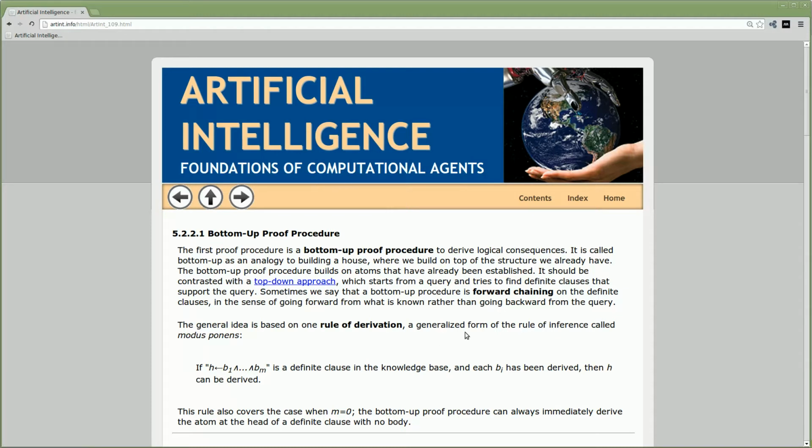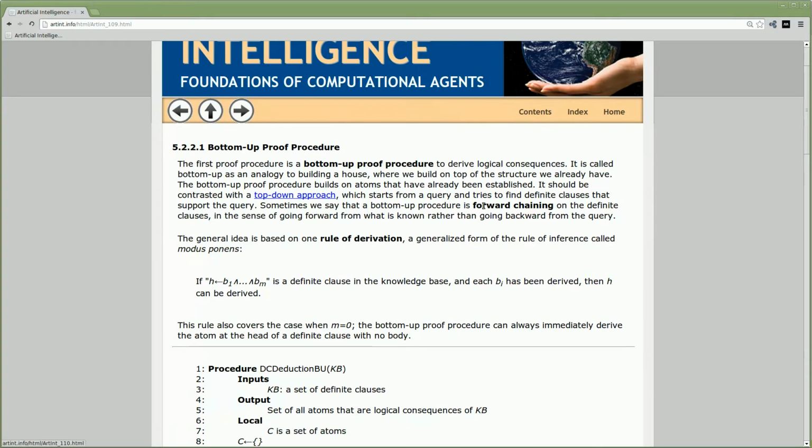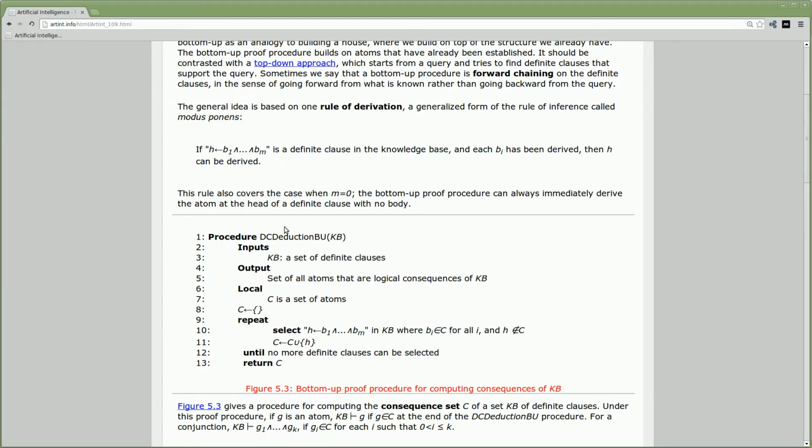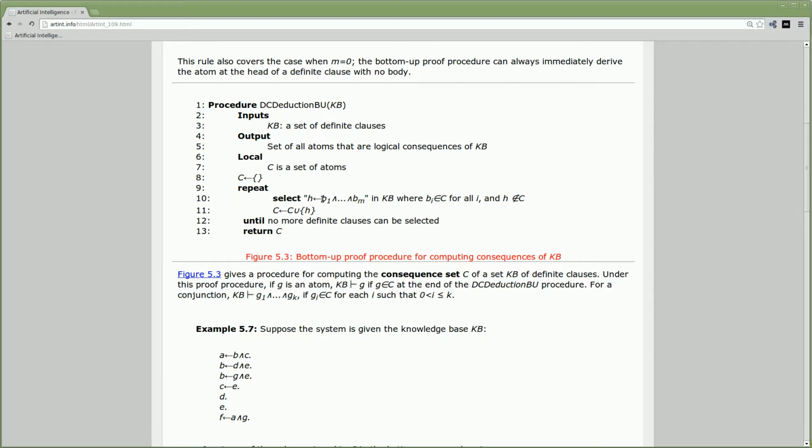So the textbook outlines a couple of different proof procedures, and they're both efficient, given that we have a knowledge base that's a set of definite clauses. The bottom-up proof procedure, and I don't think I want to go through this in detail, but the idea is pretty straightforward. We start with an empty set of atoms that have been proven, and then we just keep adding atoms to that set as we are able to, by proving the right-hand side of those clauses.